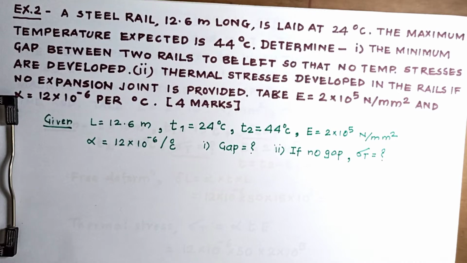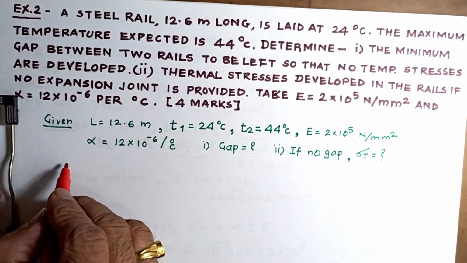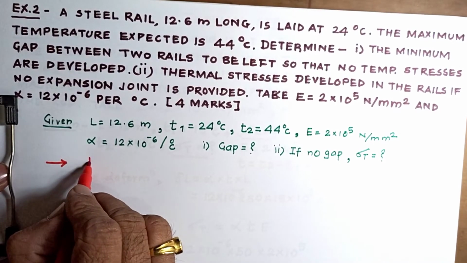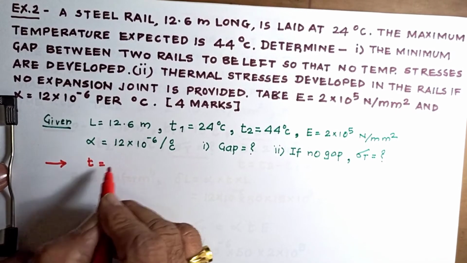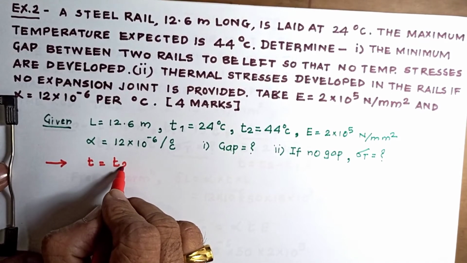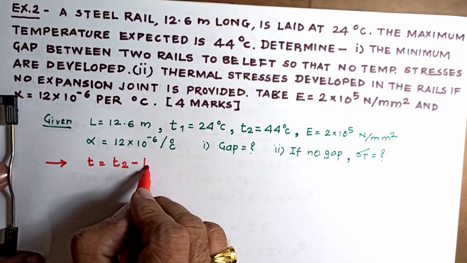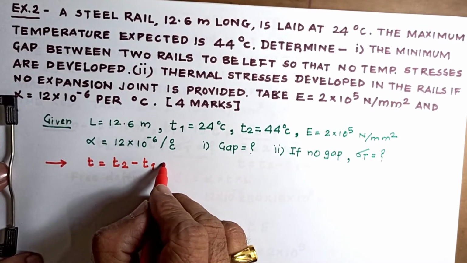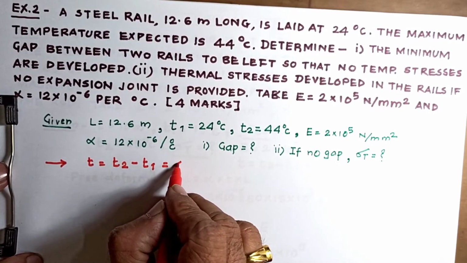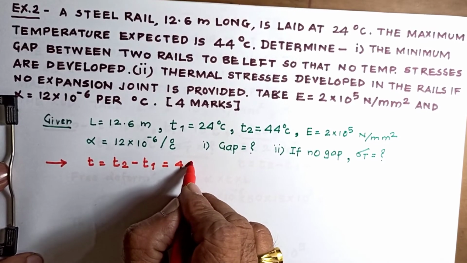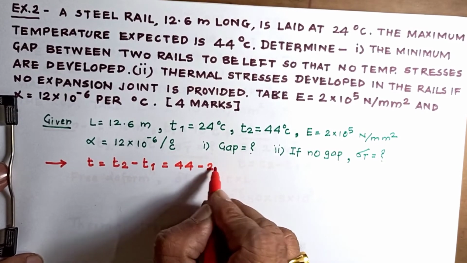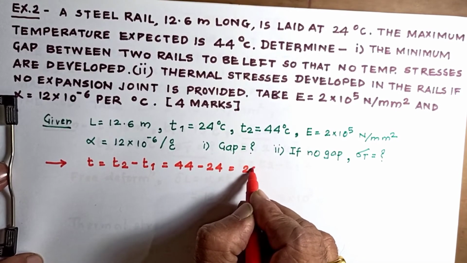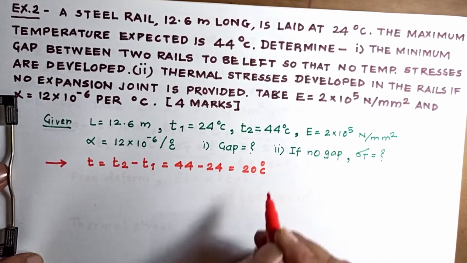Now, the first very important thing is what is change in temperature? T will be T2 minus T1. Value of T2 is 44. T1 is 24. So it will be 44 minus 24 equal to 20 degrees Celsius.